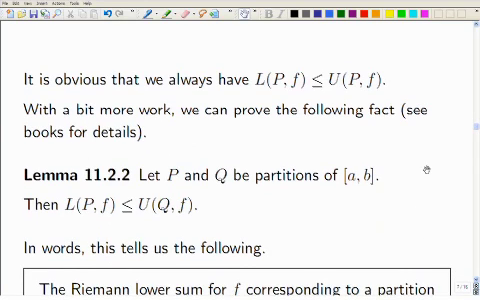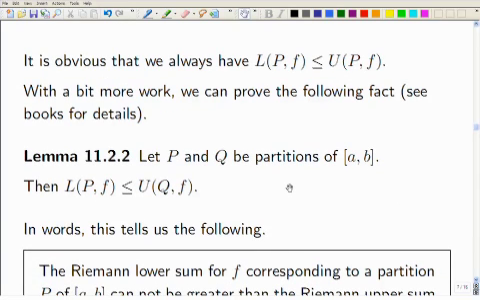Well, it's blatantly obvious that the lower sum is less or equal to the upper sum. But that's if you take the same partition. What's a bit harder to prove, and you can find the details in books, is that if you take a lower sum corresponding to one partition, but an upper sum corresponding to a different partition, you still get the right inequality.